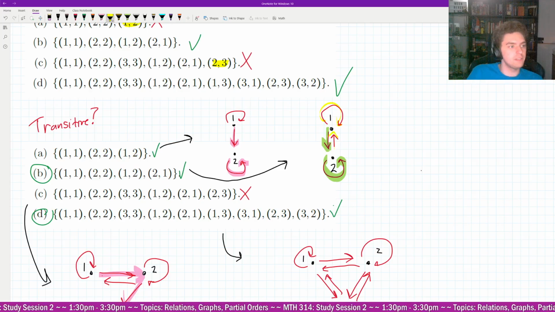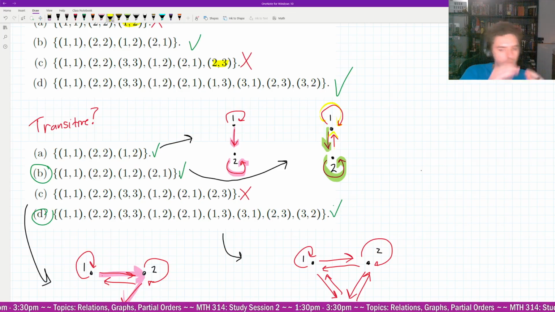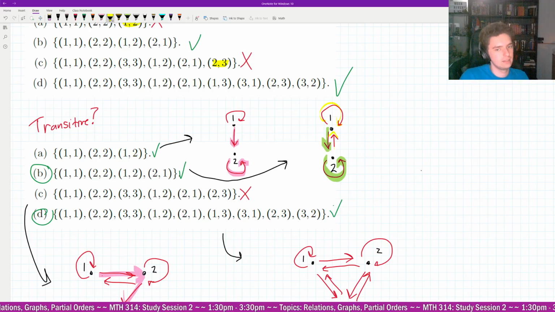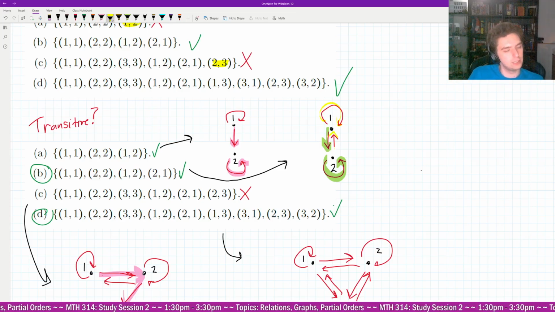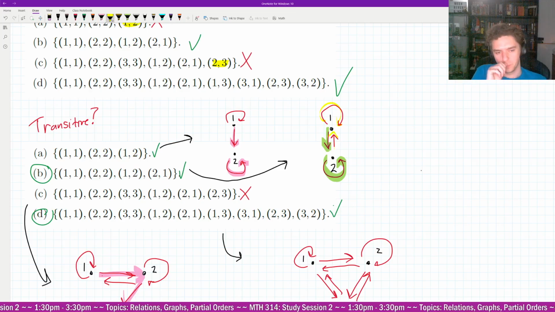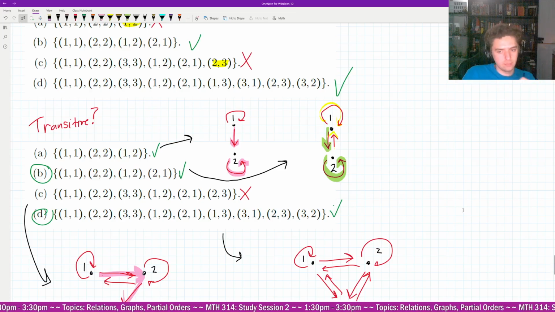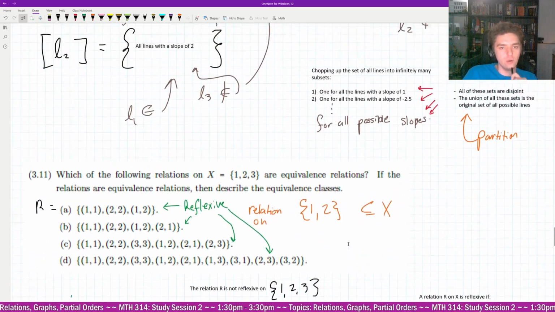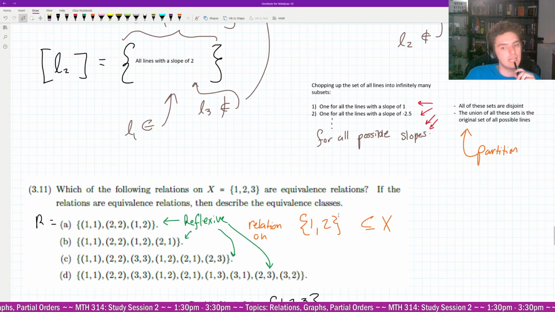So if it's not transitive, then you have to be able to show some kind of 1 to 2, 2 to 3, and you don't have 1 to 3, something like that. But here they are transitive. So A and D are both equivalence relations. Great. And so now it says describe the equivalence classes.